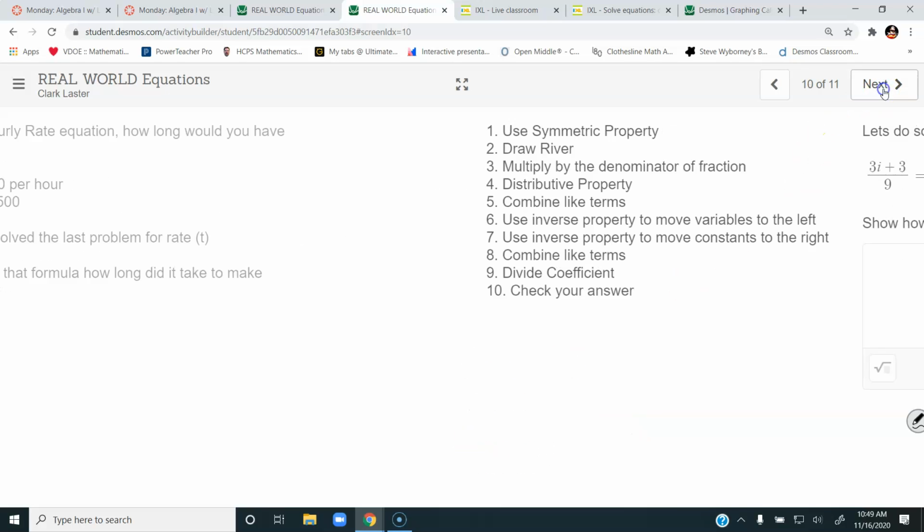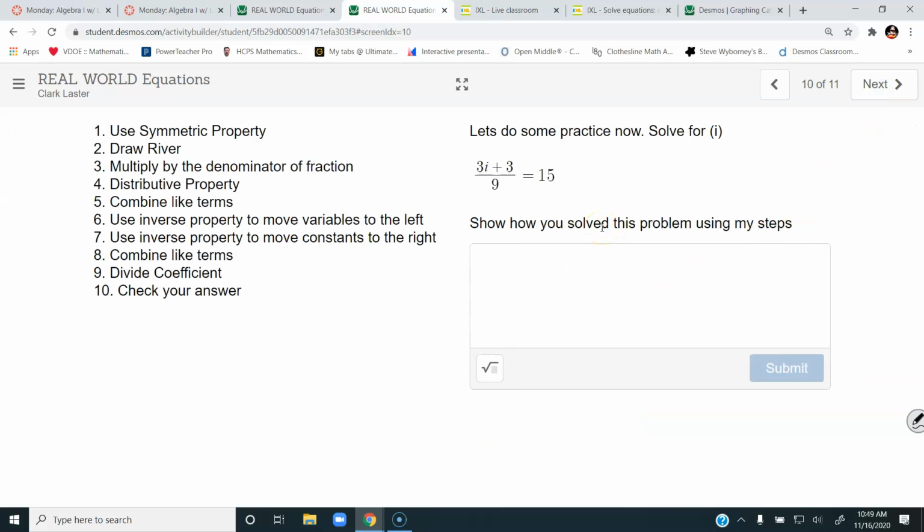All right, so now number 10. Number 10, I'm just simply solving equations now. Now I'm just simply solving for the letter I. So if I'm going to do that, I don't need to use the symmetric property. It's already over there. I could certainly start with drawing a river.